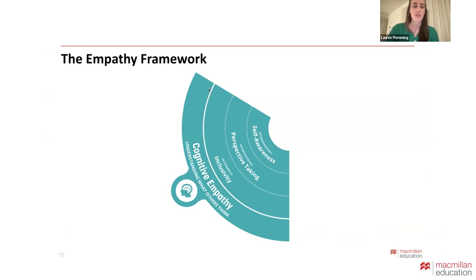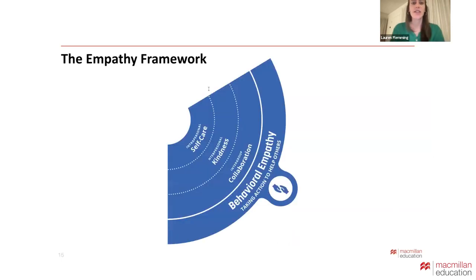And then in the outer circle, at the intergroup level, we take this idea a step further by practicing inclusivity, or recognizing members of different groups as humans who have diverse perspectives and who are worthy of our empathy. Inclusivity is about proactively including other groups and their perspectives.